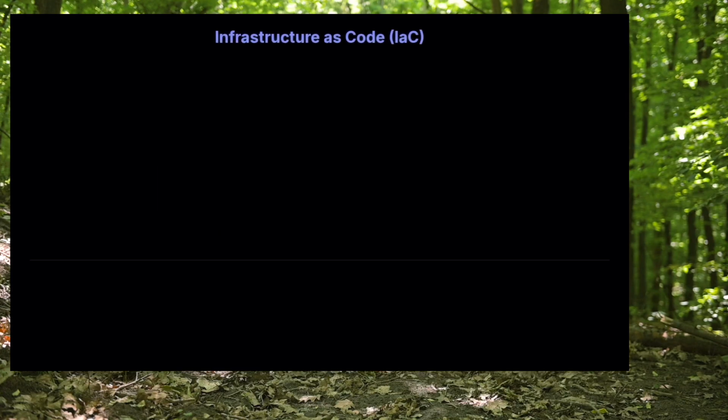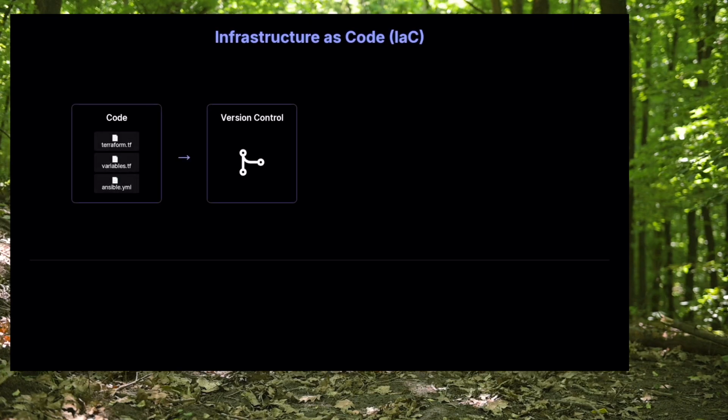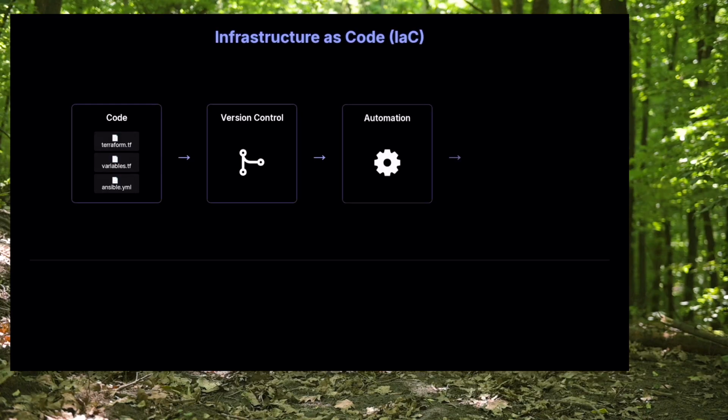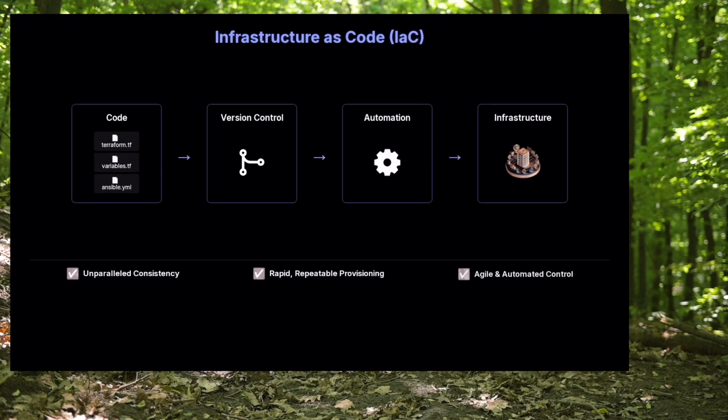And how infrastructure as code provides programmatic, version-controlled, and automated control over your entire infrastructure. This ensures unparalleled consistency, eliminates manual configuration errors, and enables rapid, repeatable provisioning of environments, making your infrastructure as agile as your application code.